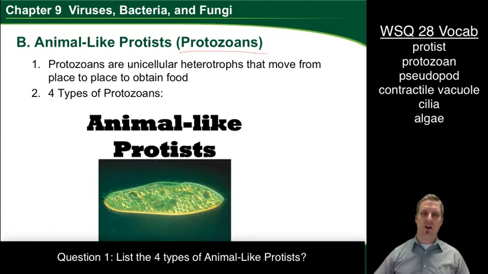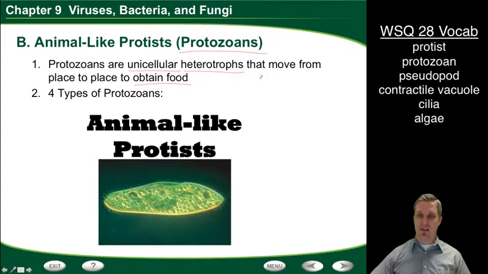Protozoans are unicellular, so single-celled. They are heterotrophic, which means they don't make their own food. They have to eat it, and they move from place to place to obtain food. So if you think about them, they're single-celled, they're heterotrophs, they eat, and they move from place to place to obtain food. So they're mobile. That's what we're dealing with when we talk about animal-like protozoans.